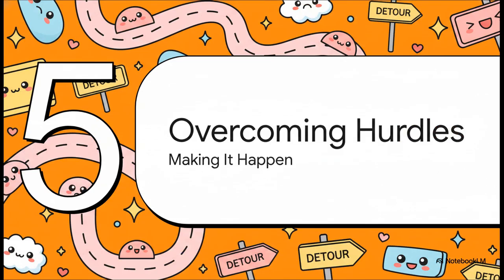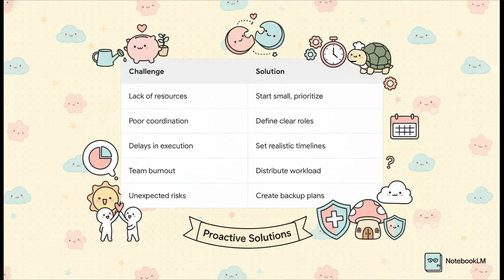Now let's be real. The path from an idea to actual impact is never a straight line. You're going to hit bumps, you're going to face detours, and there will be challenges. So how do you get ready for them? Think of this slide as your practical toolkit. If you're running low on resources, don't panic. Start smaller and just prioritize what's most important. If things feel chaotic, go back to your plan and make sure everyone's roles are crystal clear. Falling behind schedule? Maybe it's time to reevaluate if your timeline was realistic to begin with. And to avoid burning out your team, make sure the work is distributed fairly. The key is to be proactive, not just reacting to problems. Every solution here is about tuning your engine while keeping an eye on your map.